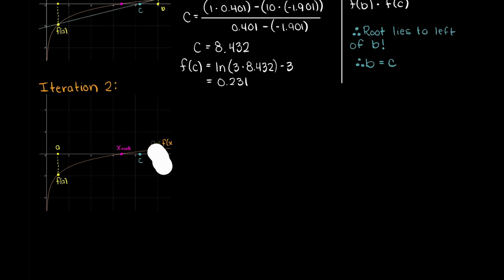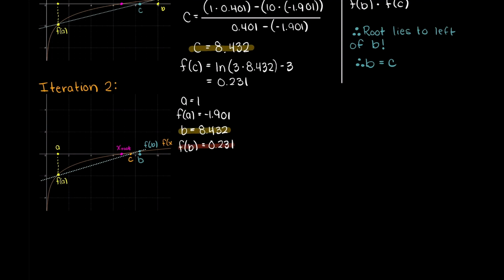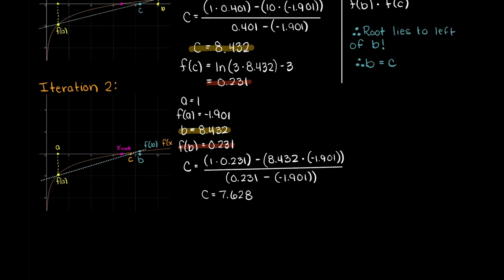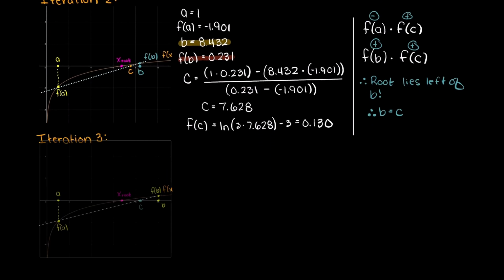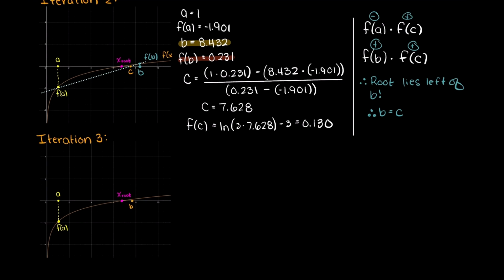A is going to remain the same as we do not need to change anything about it. As we said, b is now our past iteration c value. We can now solve for c here, which works out to 7.628. Plugging this into our function, we get an output of 0.13. And again from our root test, we determine that the c value will again become our new upper root boundary and replace b. Lastly, for our third and final iteration, we will continue again with our algorithm.